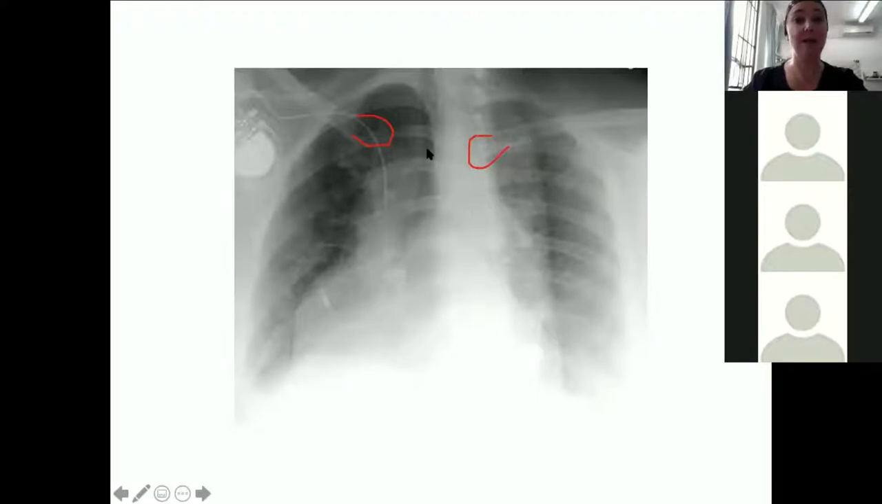Purely as an aside, what do you think's going on with that bright white thing? What is the white thing on the right-hand side of the chest?